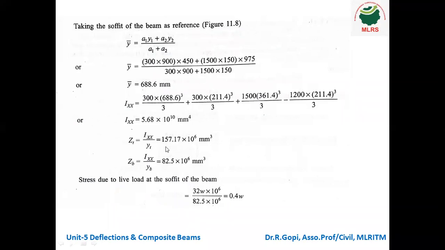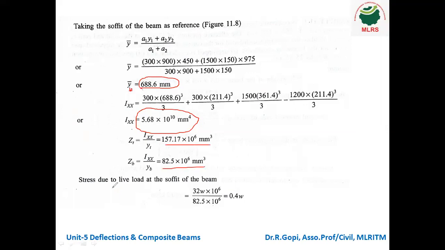So IXX divided by YT is how much? We know the IXX value. What is that IXX value? 5.68 into 10 power 10. What is the YT value? YT is nothing but the overall depth minus this Y bar. Next, coming to ZB, IXX divided by YB, that means 5.68 into 10 power 10 divided by 688.6 mm. We took the centroid from the bottom, so it is YB. From this we calculated ZT and ZB, the section modulus at top and at bottom.